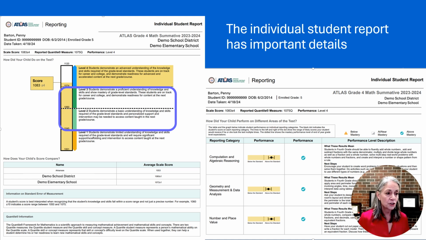So this particular child was a 4th grader last year. You can see that because at the top it says Atlas Grade 4 Math Summative. They're now enrolled in grade 5, and you can see that this child is going to need some acceleration or advancement in math. If your student falls in these areas, then they're ready for grade level instruction. If they're level 2, they just might need some personalized supports for some of the areas in math that may be not as strong as other areas.